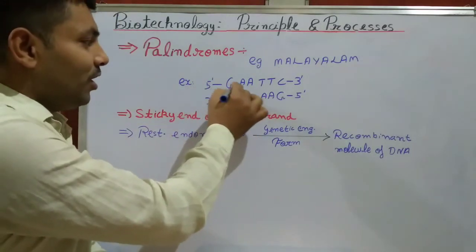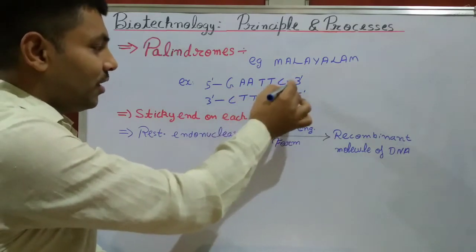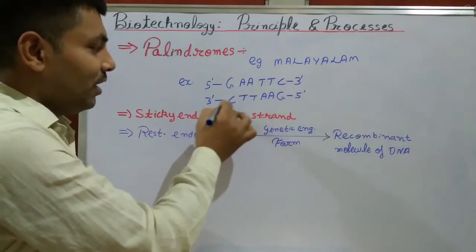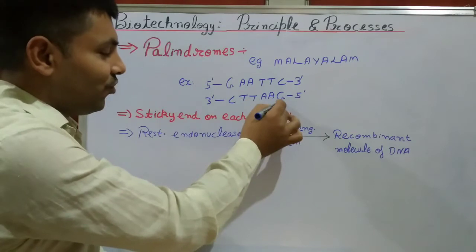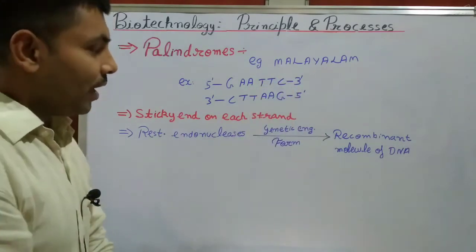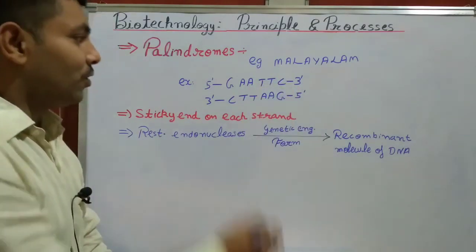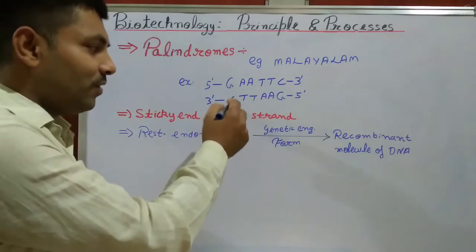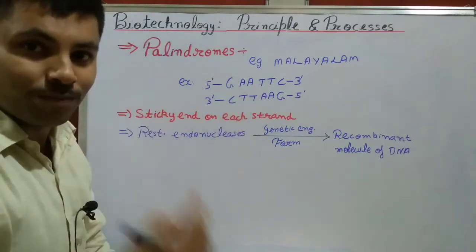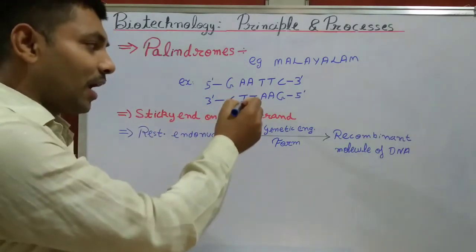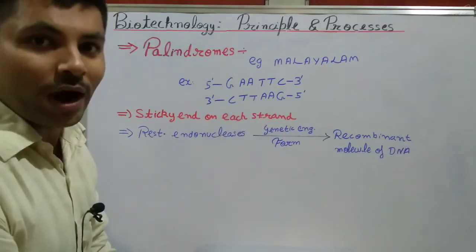5' GAATTC 3' gets paired with 3' CTTAAG 5'. Okay, it gets the same pairing because guanine gets paired with cytosine with 3 hydrogen bonds, and adenine gets paired with thymine with 2 hydrogen bonds.